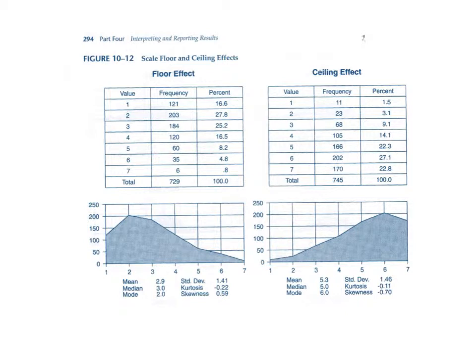And on the right side we see a ceiling effect where most of the scores are 6 and 7. The mean there is 5.3, and you see a negative skewness of minus 0.70, indicating that the distribution is skewed to the left.